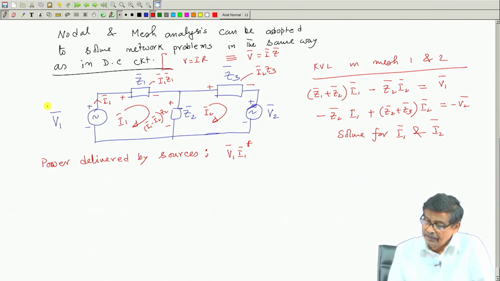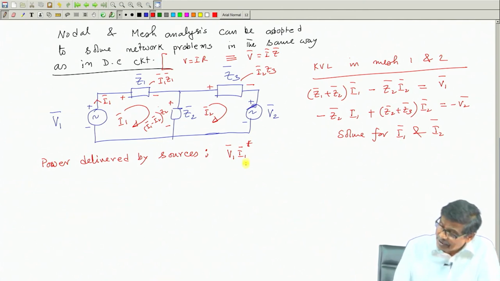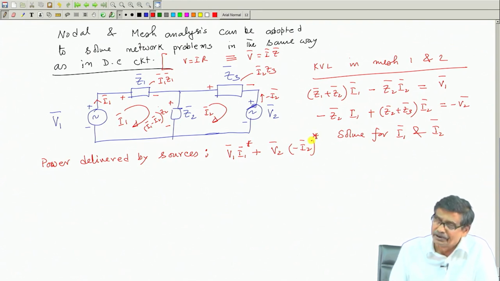Now, look at this source. It is V2 I2 star, but current is entering through plus. So, I should write power absorbed by the source is V2 I2 star. But anyway, I will then write minus, since I2 is going away from plus for this source. So, I can write it like this, which will take care of this thing. Got the point?